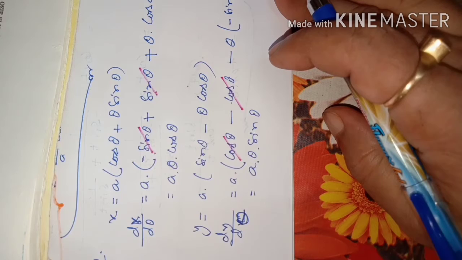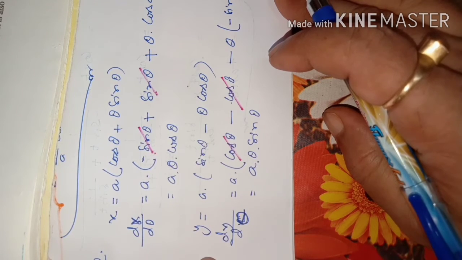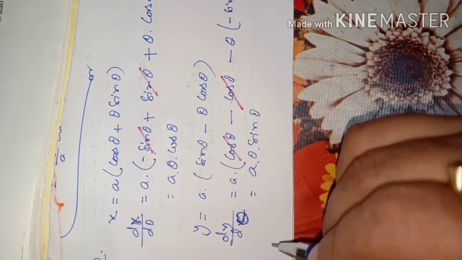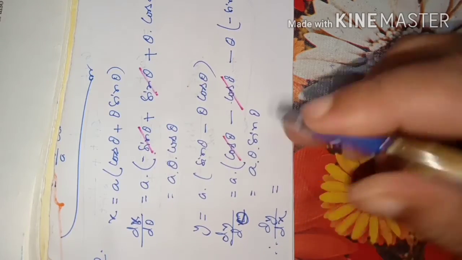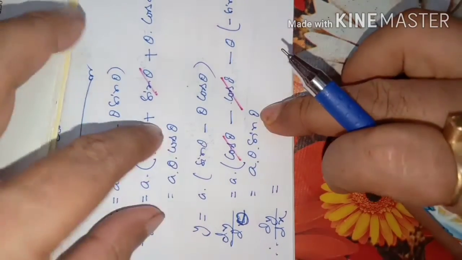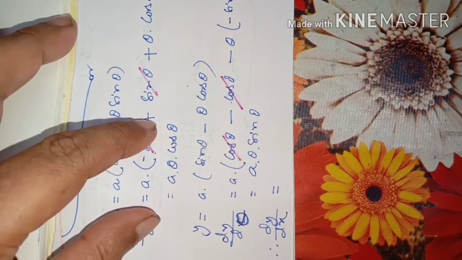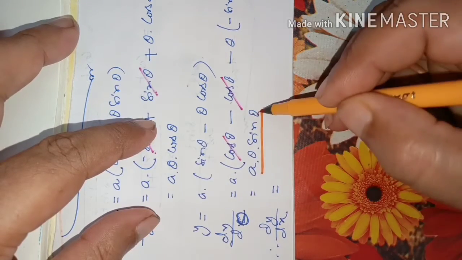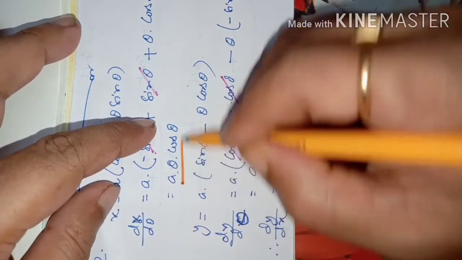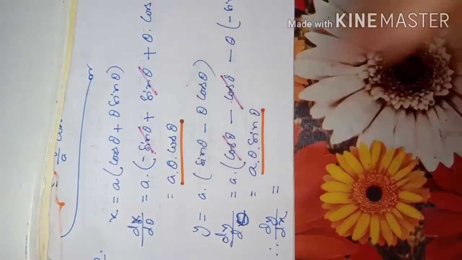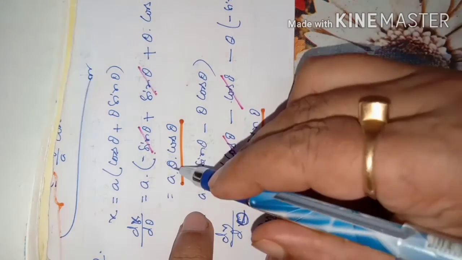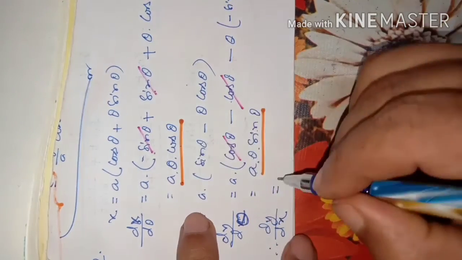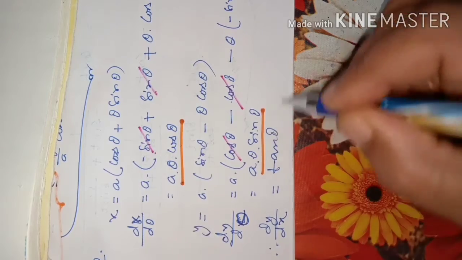So you got dy by d theta and dx by d theta. Now we can find out dy by dx. Therefore dy by dx will be equal to the ratio between this and this. Now dy by d theta is this one, dx by d theta is this one. Divide this by this one. So then what will get cancelled? A will get cancelled, theta also will get cancelled. Then sin theta by cos theta is equal to tan theta. This is our final answer.